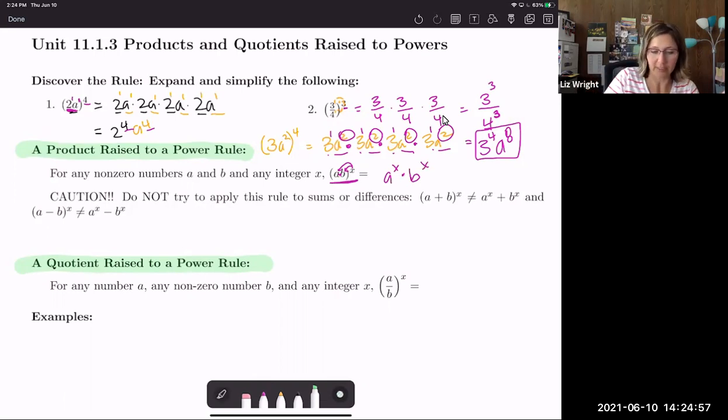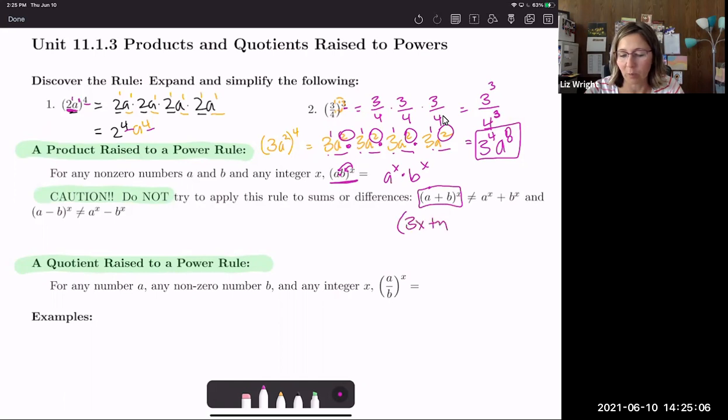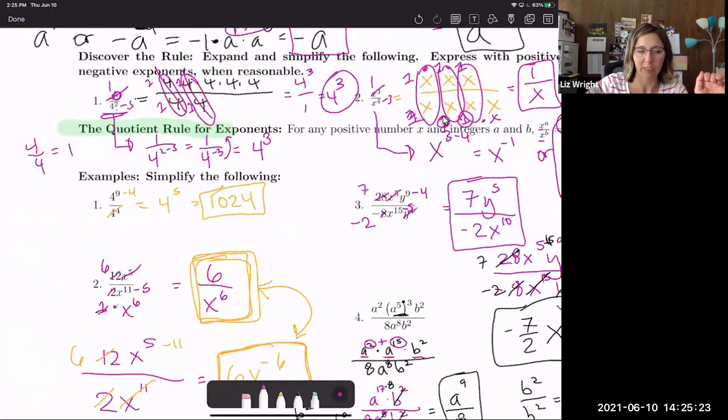So, caution, this is a huge do not do this one. If you have this situation, what if we have 3x plus y, and that's raised to the second power? So we've got a different number in there, and it's raised to the second power. That does not equal 3 squared x squared plus y squared. Remember, that's the one way back on exponential notation.